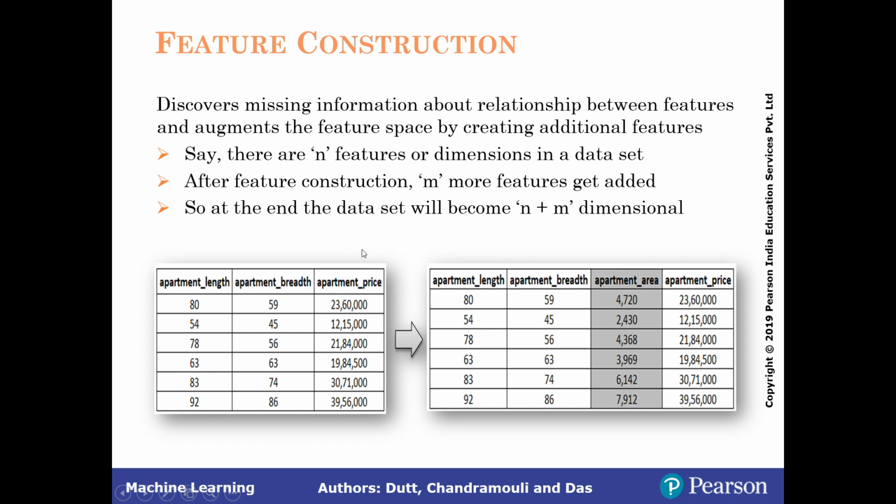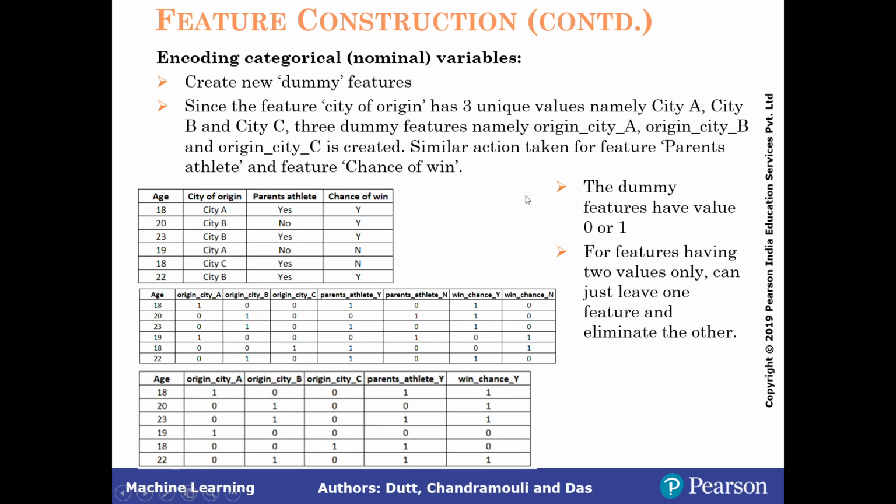Construction indicates that you are simply going to add new features to the already existing features, which means you are going to expand them. For example, length, breadth, and price are there. You also calculate the area, because price depends on area, right? You know that area is nothing but length into breadth. So you perform it and get a new feature, one extra column. This concept is known as feature construction.